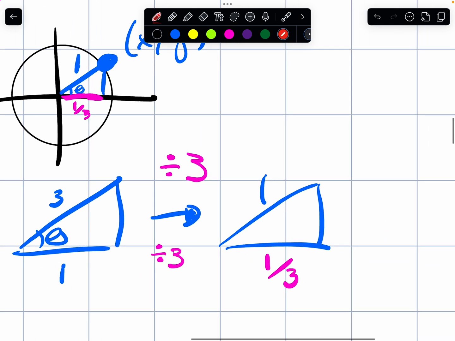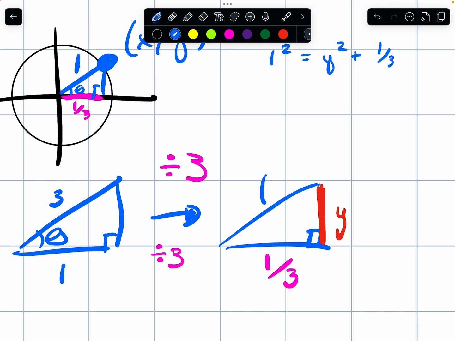How do I find what this y value is in red over here? Well, we know that these are all right triangles. Sorry, I didn't put that there. I could use the Pythagorean theorem. So 1 squared equals y squared plus (1/3) squared. So 1 is equal to y squared plus 1/9. Subtract 1/9 on both sides, so I'll get 8/9 equals y squared. And if I take the square root of the top and the bottom, I'm going to get root 4 over 3.